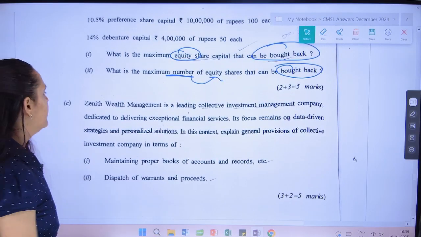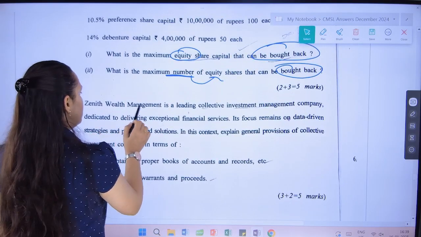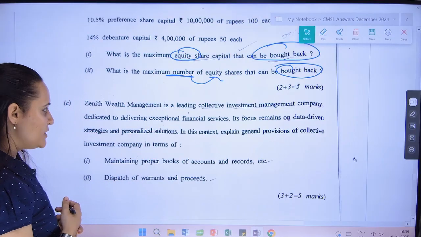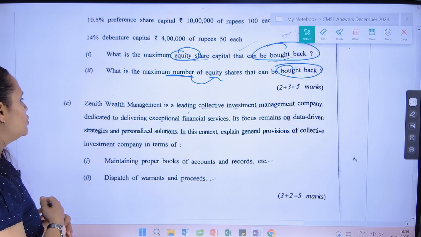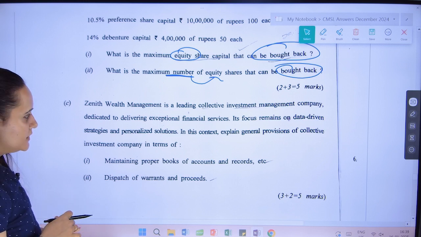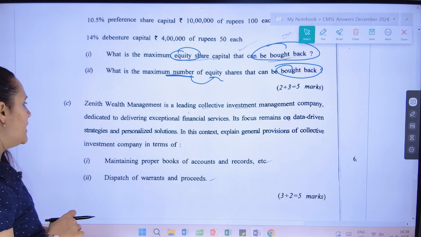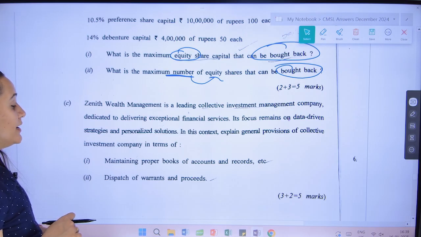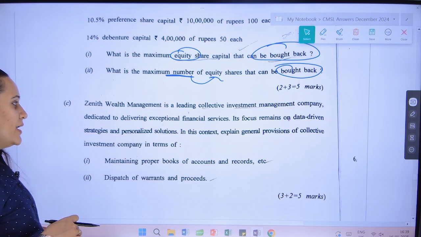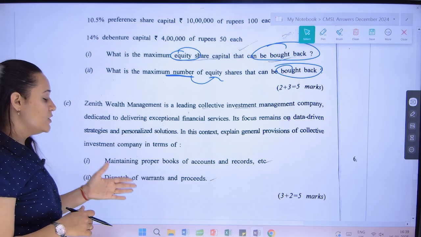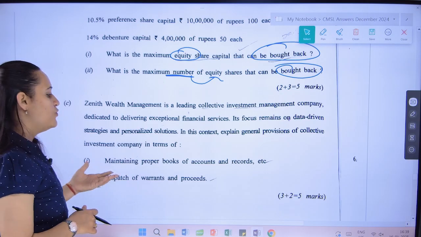Five C. Zenith Wealth Management is a leading investment company, collective investment management company dedicated to delivering exceptional financial services. It focuses on data-driven strategies and personalized solutions. In the context of this, explain the provisions relating to collective investment management company with respect to maintaining proper books of accounts and records and dispatch of warrants and proceeds.